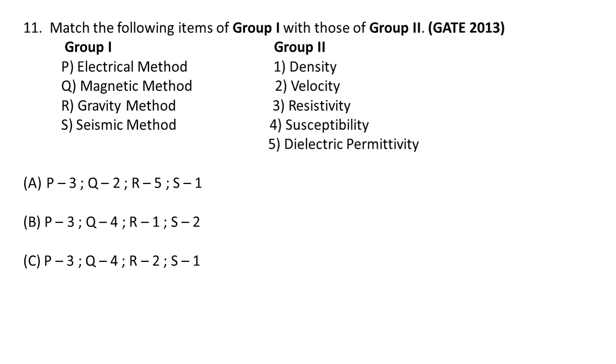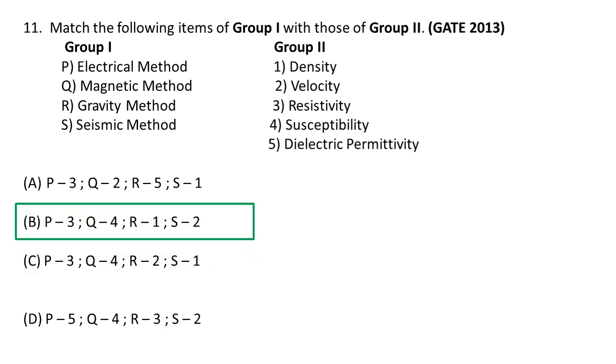So, here A gives P3, Q2, R5, S1, and B, P3, Q4, R1, S2, C, P3, Q4, R2, S1, and D, P5, Q4, R3, S2. Among the following, the correct option goes as B.